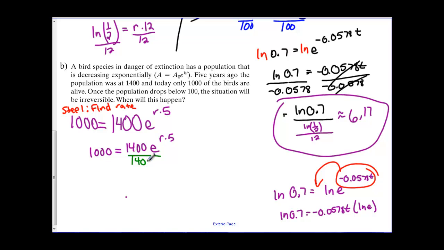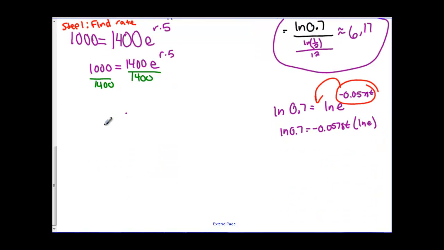Yep, divide by the 1,400. All right, so I'm going to go ahead and simplify that. It'll be 5/7 equals e to the r times 5. Then what do we need to do? Yep, natural log.